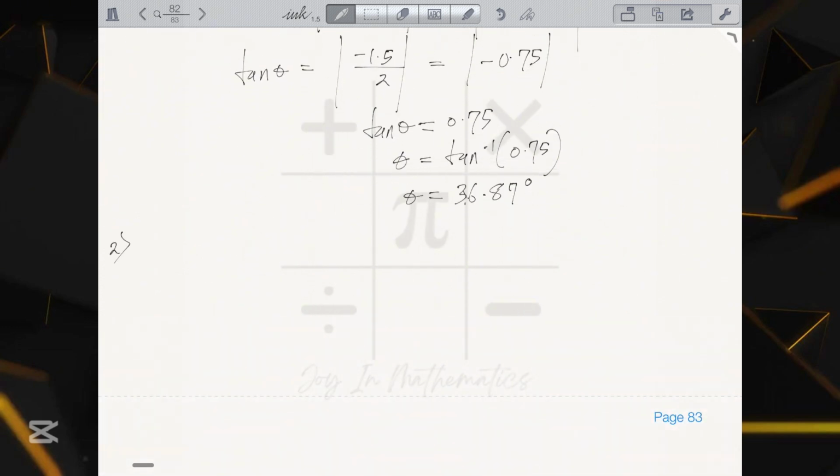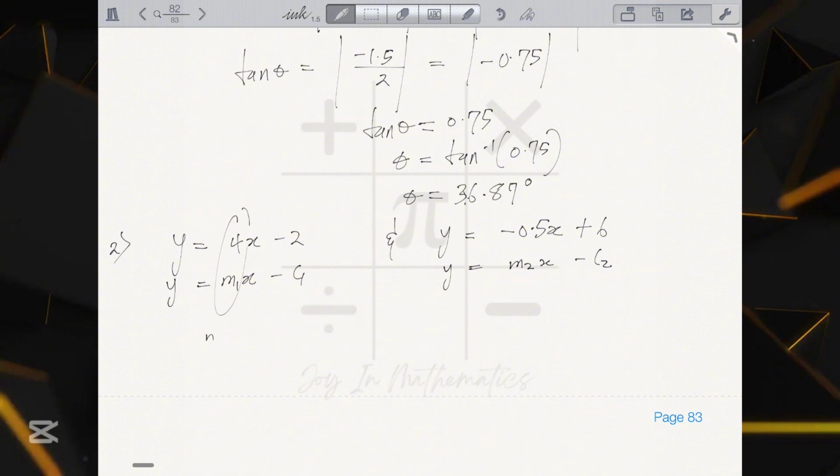We're asked to find the angle between the lines y equals 4x minus 2 and y equals minus 0.5x plus 6. All we have to do is compare with y equals m1x plus c1, the equation of the first line, and y equals m2x plus c2, the equation of the second line. We have m1 equals 4 and m2 equals minus 0.5. Now you can pause the video and see if you can solve for the angle between the two lines.